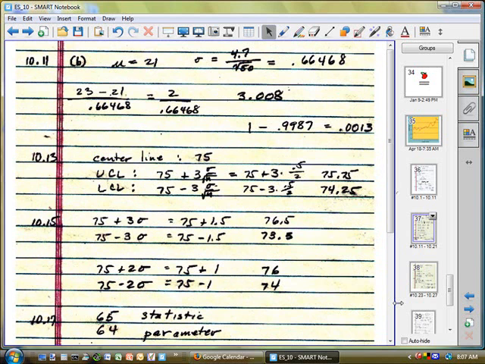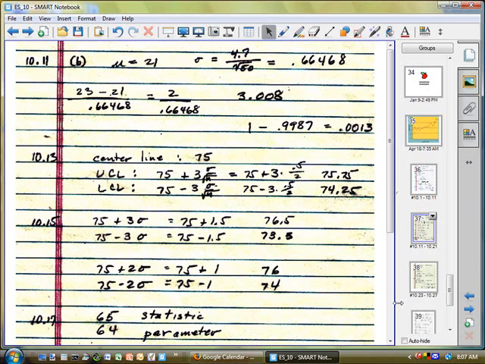And the mean is 21. What's the standard deviation? 4.7 divided by the square root of 50. Yeah, and you should come up with about 0.66468. Okay, what was the second part of this question? What's the approximate probability that the mean score X bar of these students is 23 or higher?